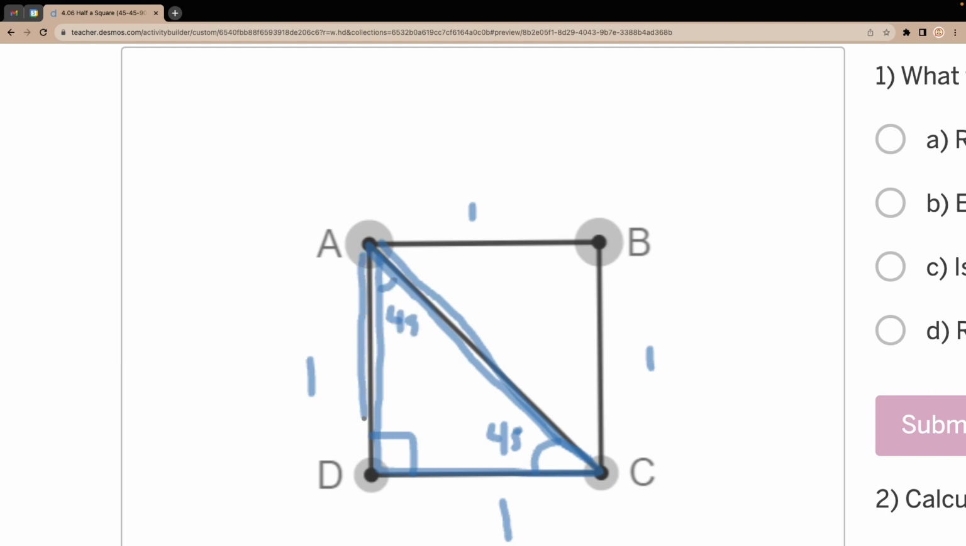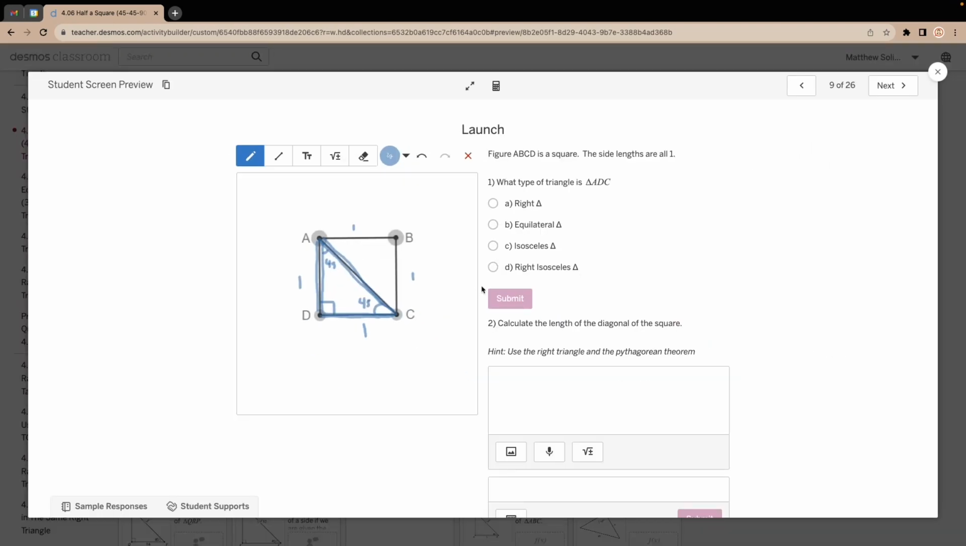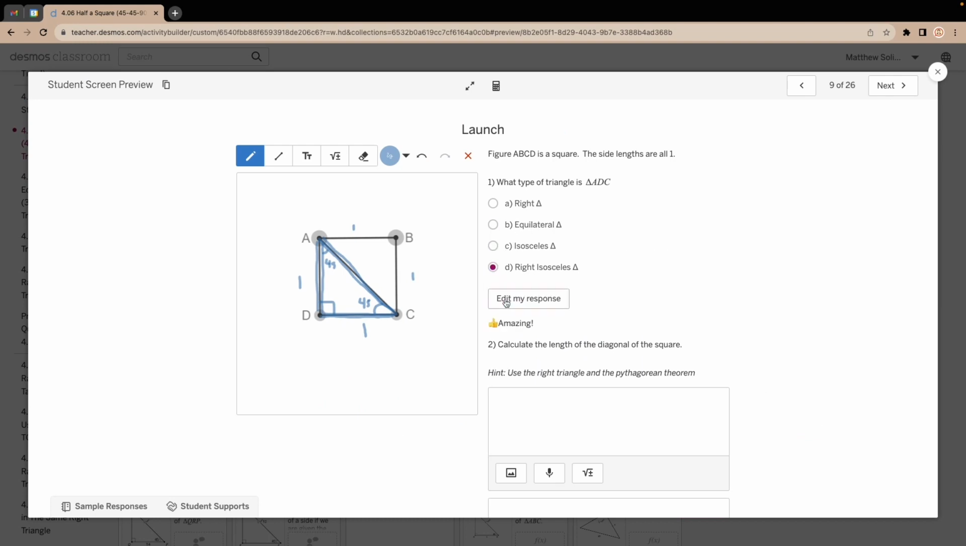And then this angle's got to be 45 degrees. So this side of the triangle is 1. This side of the triangle is 1. So two sides are equal, and these are both 45-degree angles. So this is an isosceles triangle. And it's a right isosceles triangle because that's a 90-degree angle.